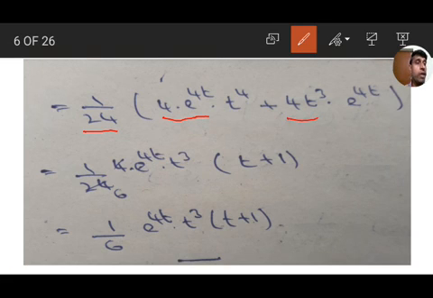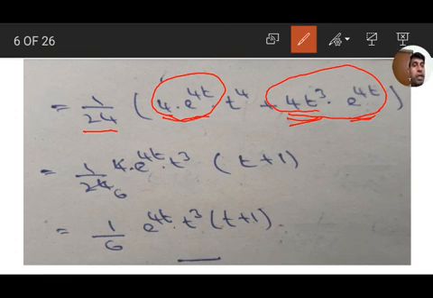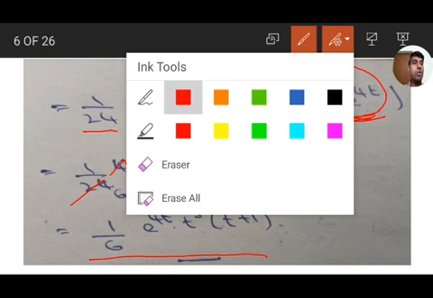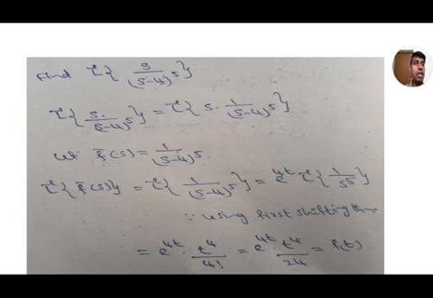Next, t to the power of 4 derivative is 4 into t cube, into e to the power of 4t. In both the terms, 4 into e to the power of 4t into t cube is common. Taking 4t cube into e to the power of 4t common, we get t in the first term, and in the second term the total term is common, so we get 1. 4 sixes are 24, so 1 by 6 into e to the power of 4t into t cube into (t plus 1) is the answer.